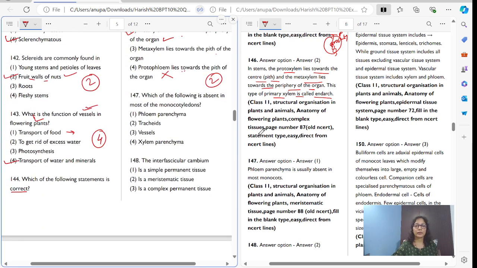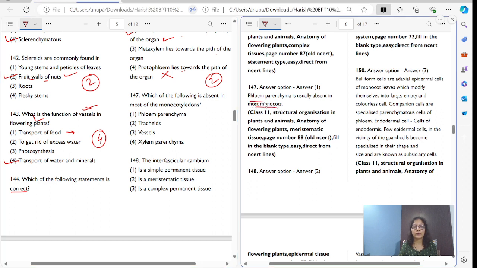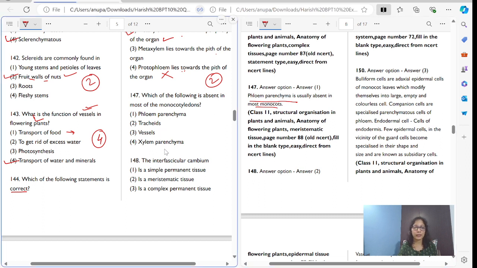Now let's move to the next question, that is question number 147. It states: which of the following is absent in most of the monocotyledons, that is monocot plants? So usually in most of the monocot plants, phloem parenchyma is absent. So options are phloem parenchyma, tracheids, vessels and xylem parenchyma. So in most of the plants, phloem parenchyma is absent. So option number 1 is the correct answer. Tracheids, vessels and xylem parenchyma are present.